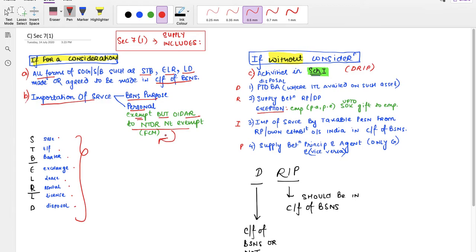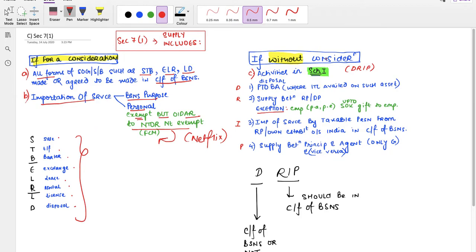What is OIDAR to NTOR? OIDAR is online information and database access or retrieval, and NTOR is non-taxable online recipient. It could be government, it could be a local authority, it could be an individual, it could be an unregistered person, anyone. Something like Netflix. Okay, so what is the exemption here for personal purpose? OIDAR to NTOR is not exempt.